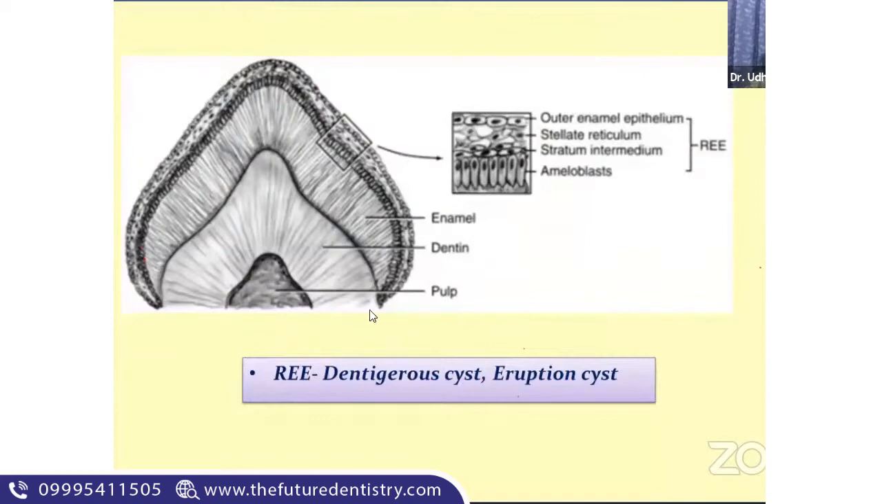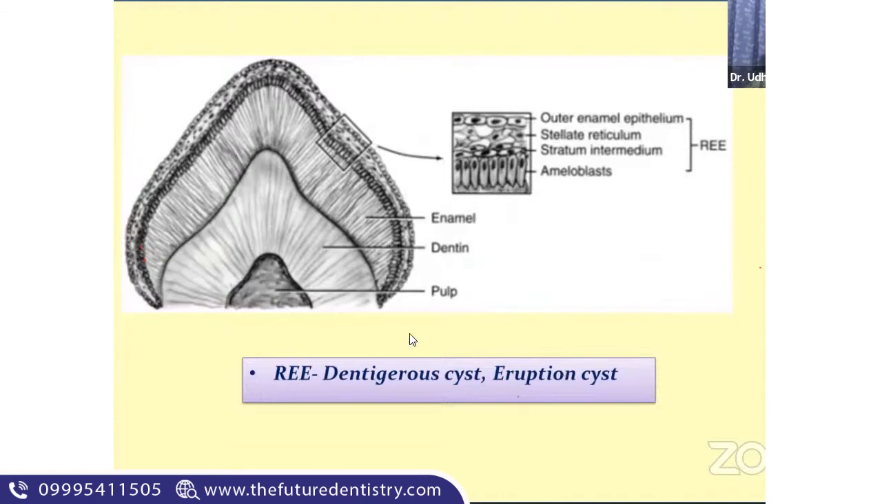Then you have the third group of cells, which is your reduced enamel epithelium. Reduced enamel epithelium tends to lie on the surface of the newly formed crown, protecting it from the cells of the dental follicle. So the cysts arising from the reduced enamel epithelium are dentigerous cyst and eruption cyst. Very easy to understand.